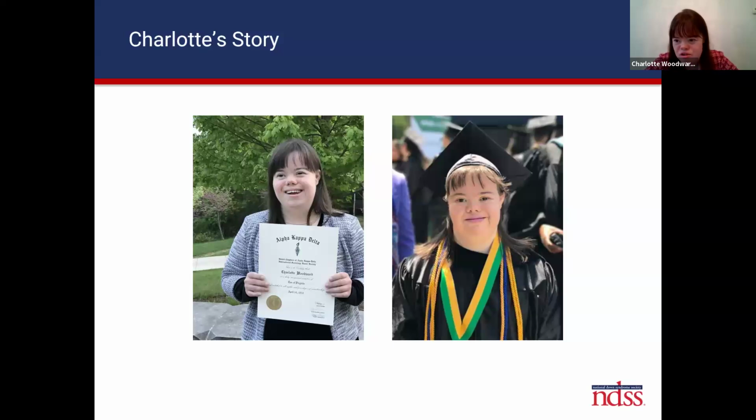Some of those accommodations that were available were the use of a scribe to take notes, use of a recording pen and a calculator, extra time on tests and assignments, and preferential seating. I occasionally used some of these accommodations, especially preferential seating.